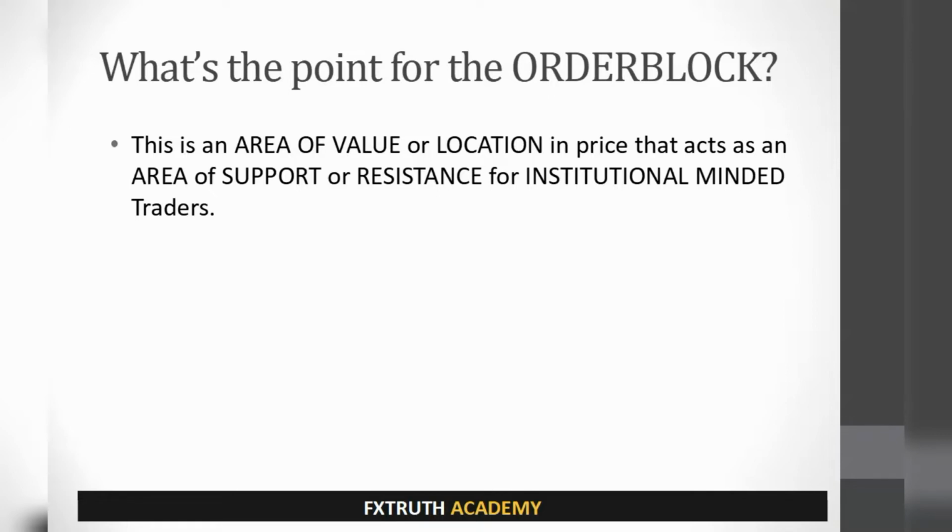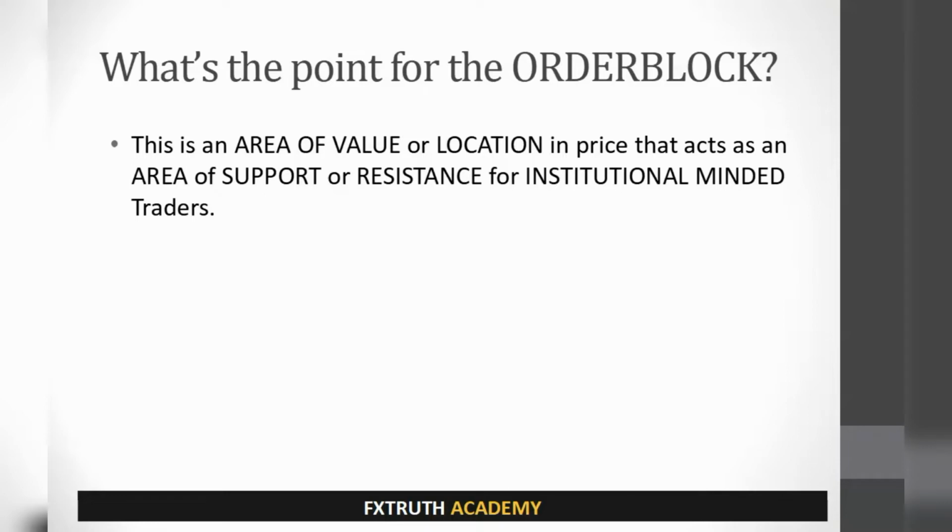But for institutional minded traders, we are not drawing our lines like that. We're looking at locations in price. These locations in price act as our support and resistance, for institutional minded traders. One of these locations in price is known as the order block. There are other locations in price which I'm going to go into in detail in other videos. But one of the locations in price we're looking at in this particular video is the order block. So you can view it as an area of value or a location in price. It acts as a support or a resistance. If it is at the upper portion, it is acting as a resistance.